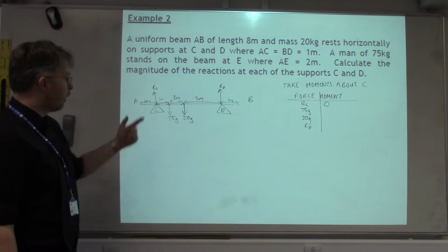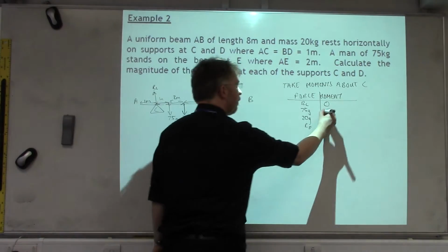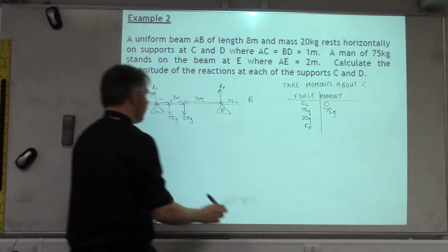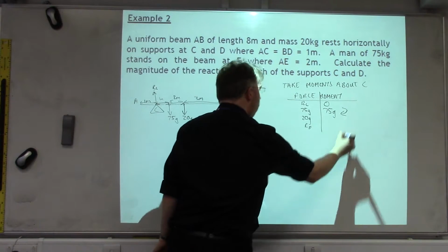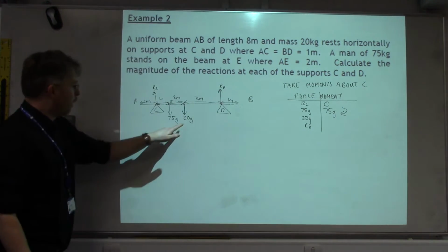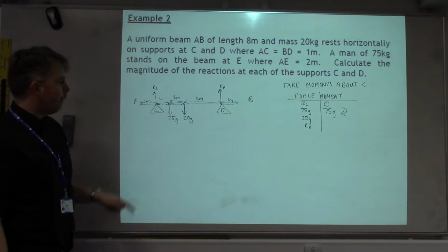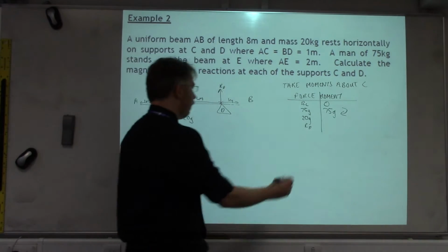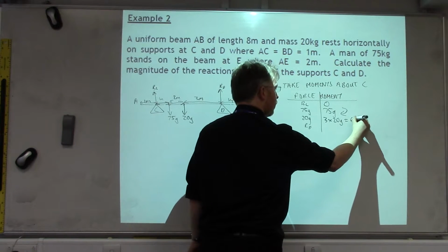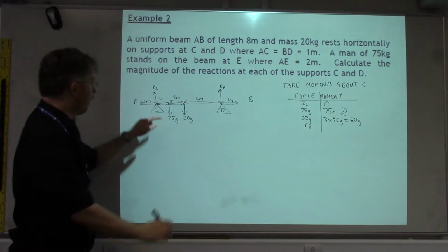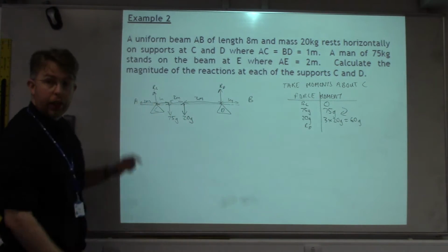The 75G is 1 away, so 1 times 75G is 75G. It will spin in a clockwise manner. 20G is 3 meters away, 1 plus 2. 3 times 20G is 60G, and it too will spin in a clockwise manner.